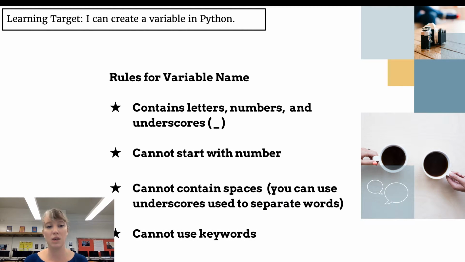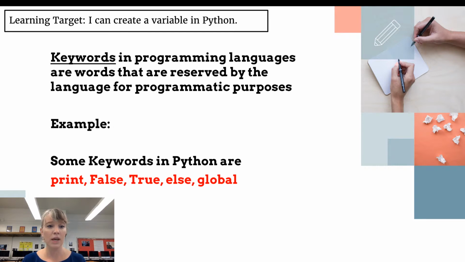And finally, you can't use keywords. We touched upon what a keyword was a little bit, but let's go over this more. I know I'm going relatively fast, but make sure that you pause the video occasionally if you need to take notes with this. Keywords in any programming language are words that are reserved by the language for programmatic purposes, meaning they mean something to the language. Each programming language has keywords, and they don't all share the same keywords. Sometimes they do, and sometimes they don't. These are some of the keywords in Python, not all of them.